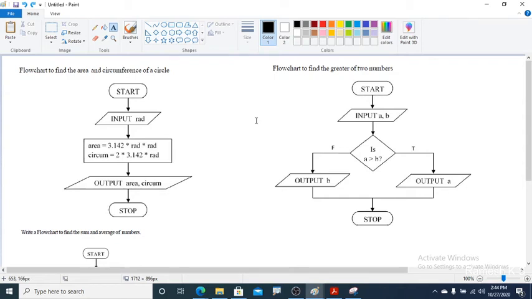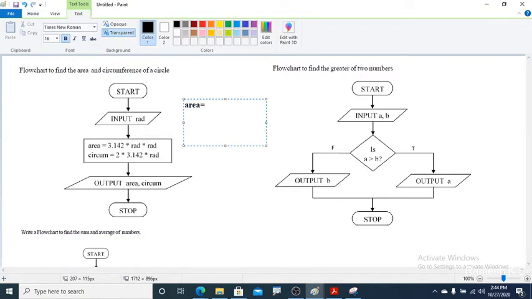In this session, we will understand a few problems related to flowcharts. Let us understand. The first problem is a flowchart to find the area and circumference of a circle. Before I draw this flowchart, I would like to know the formulas for the area and circumference of a circle. We should know these formulas. So what is the formula for area?